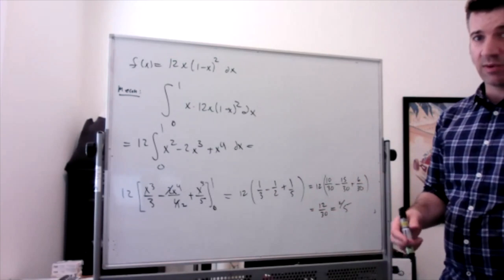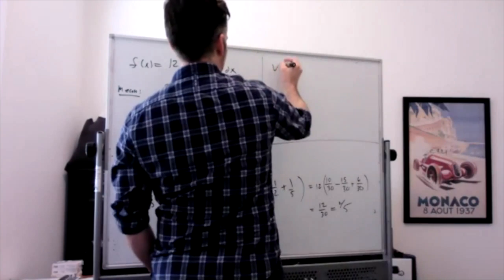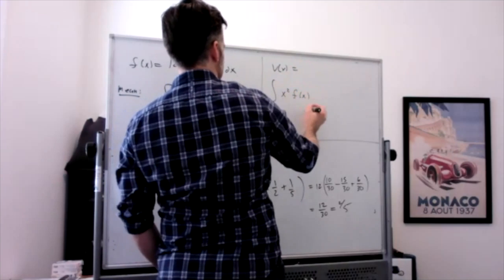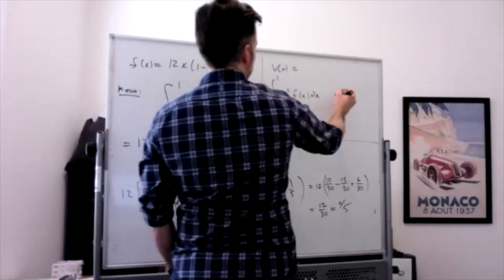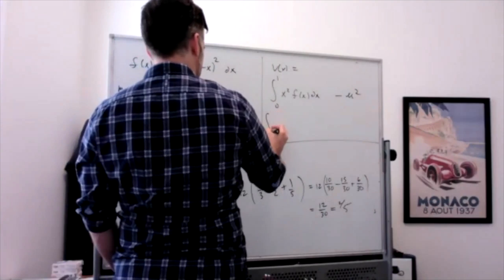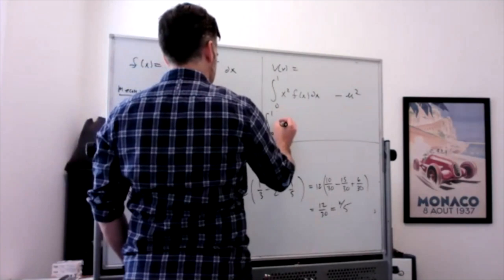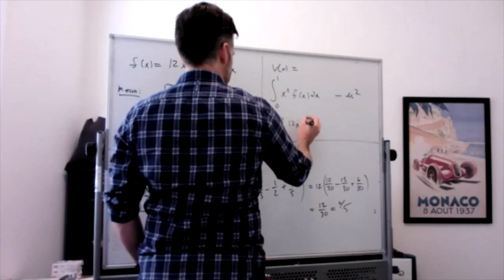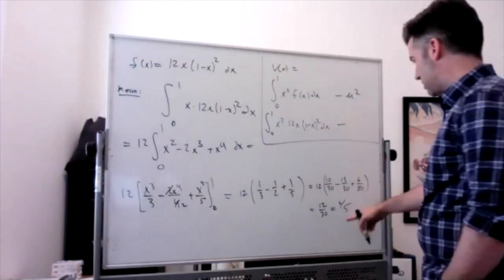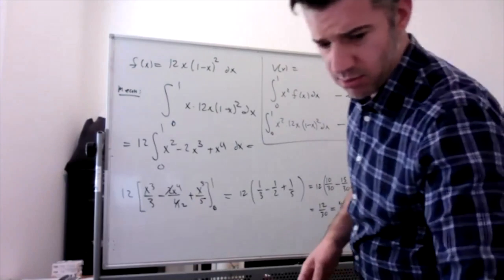Okay, now to find the variance, we're going to use the alternate formula. So for the variance, we're going to say that the variance is the integral of x squared times f of x from 0 to 1, minus our mean squared. In this case, it is going to be the integral from 0 to 1 of x squared times 12x times 1 minus x squared dx, minus 4 over 25. Well, that's not too terrible to calculate.